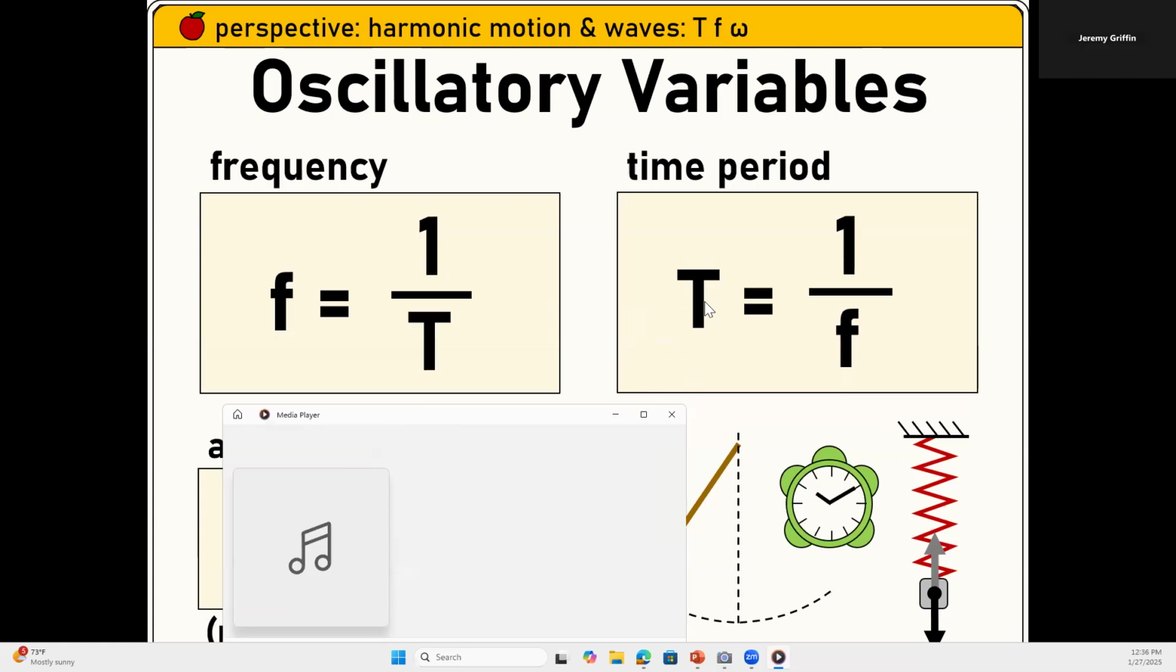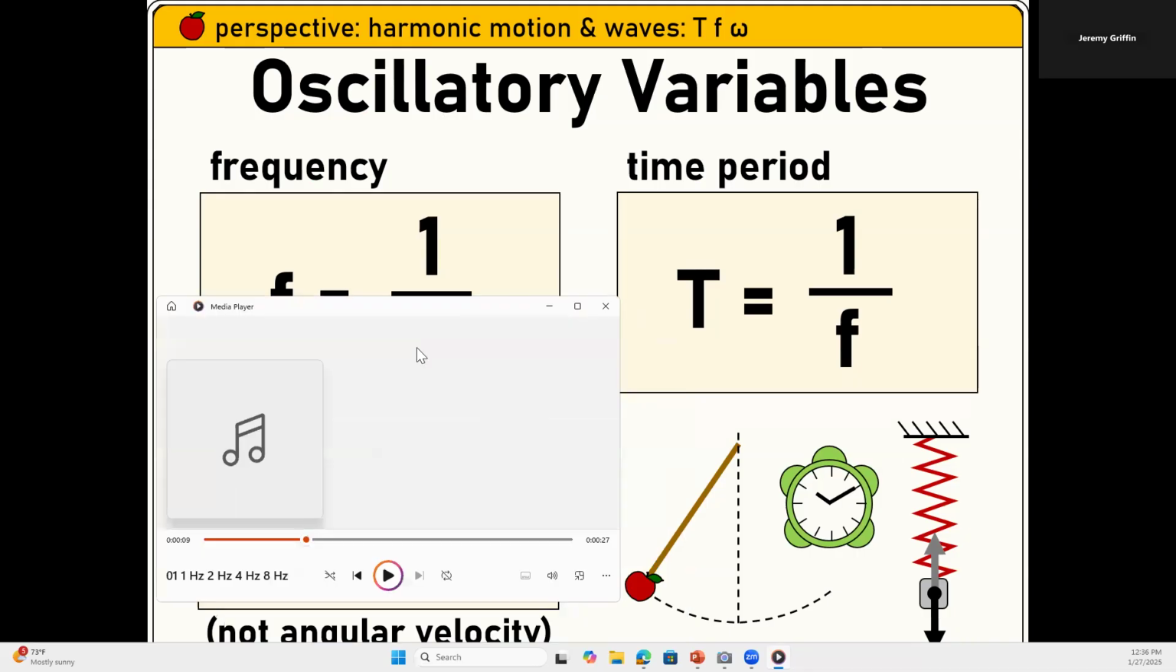Okay. Now, since time period is the reciprocal of that, how much time is there between beats? 1 second. Yeah. Right. So 1/1 is 1. Right. Okay. That might be too simple. Let's do what we're fine.